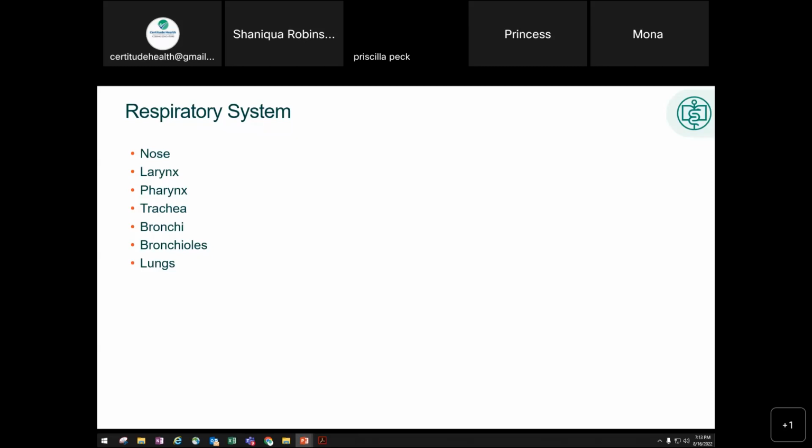And the larynx has three functions. It acts as a passageway for air during breathing. It produces sound as well as your voice, and it prevents food from entering breathing structures.